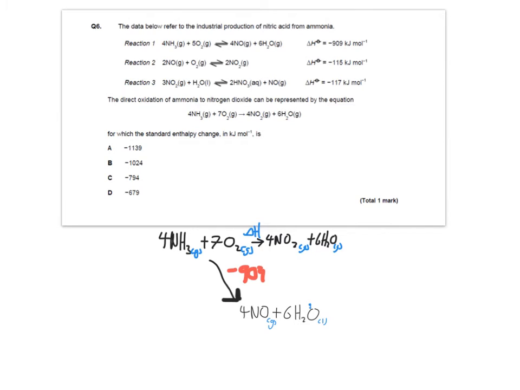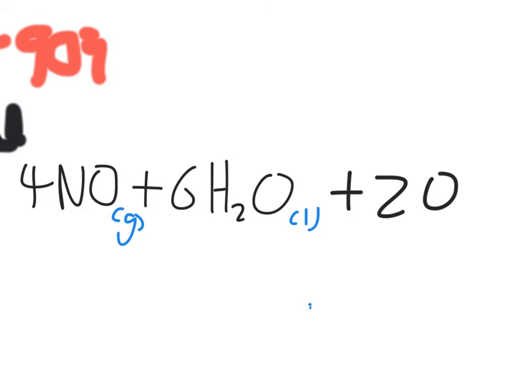Now you might be thinking, what about those 2 extra oxygens? We've got 2 extra oxygens here. Well, they're not actually taking part in the reaction, so what we'll just do is put those 2 extra oxygens down here, plus 2O2, and that would be gas.